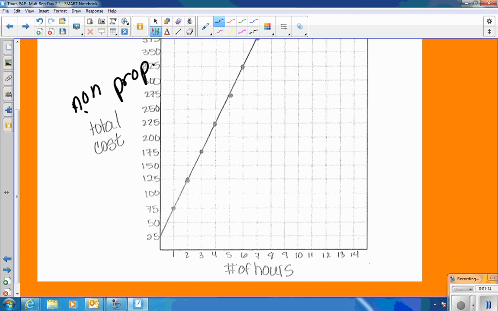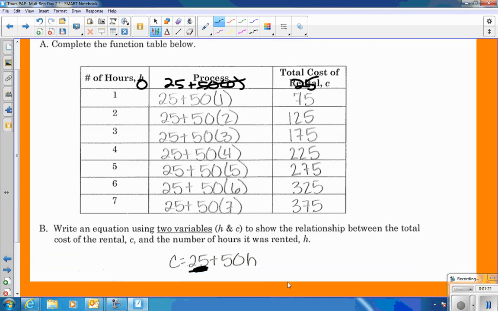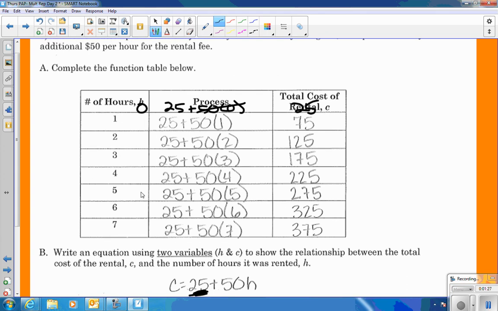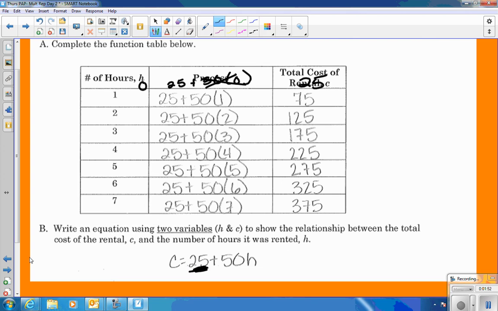non-proportional relationship. So from the graph you can tell because it doesn't start at 0. From the equation you can tell because it has something added or subtracted. And from the chart you can tell by plugging in 0 to your process. So at 0 this would be 25 plus 50 times 0. This would go away and your output value would be 25. So because it wasn't 0 with an output of 0, that is non-proportional.